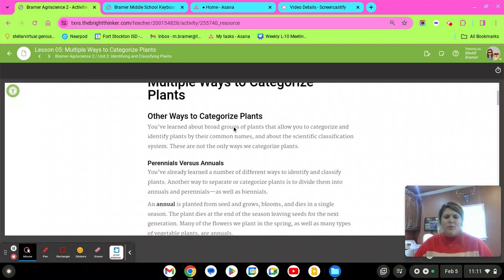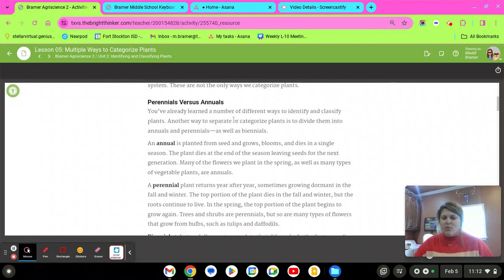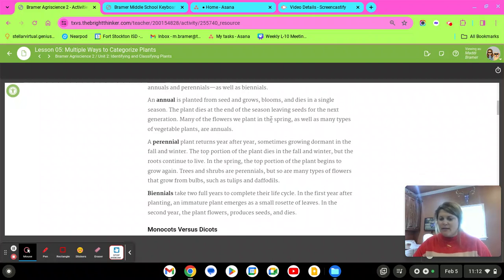All right, so let's talk about multiple ways to categorize plants. There's perennial versus annual. This is probably the most common one that you're going to see, especially if you go to buy plants anywhere, like a nursery or a store.